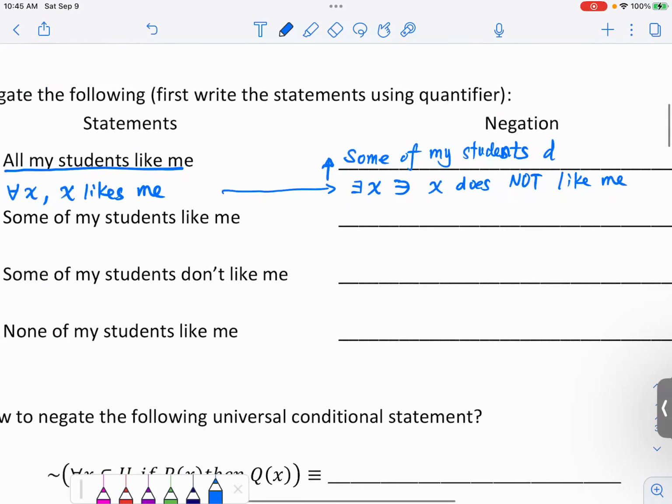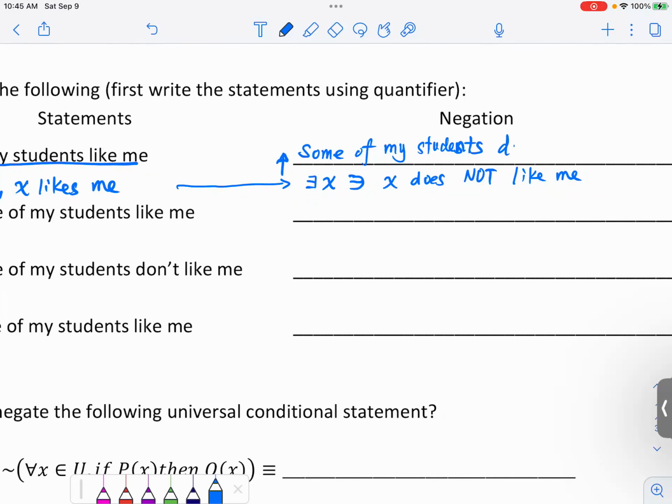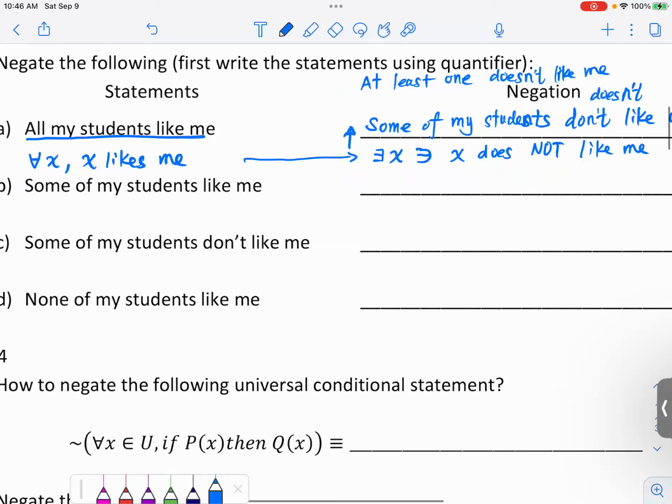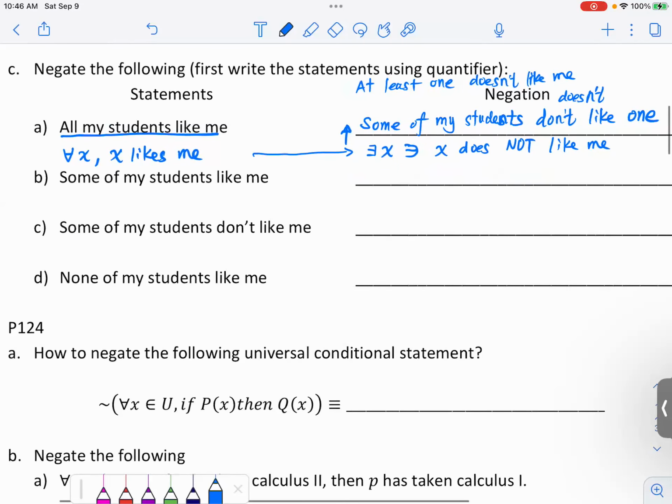I'm just going to say some of my students. You can use "doesn't" or "don't like me," because it may be one or more than one, it's just at least one. So I don't think singular or plural will matter that much. It's okay to use "doesn't," or you can say at least one student does not like me. Either way. If you would like to try these problems by yourself, I suggest you pause the video and give it a try.